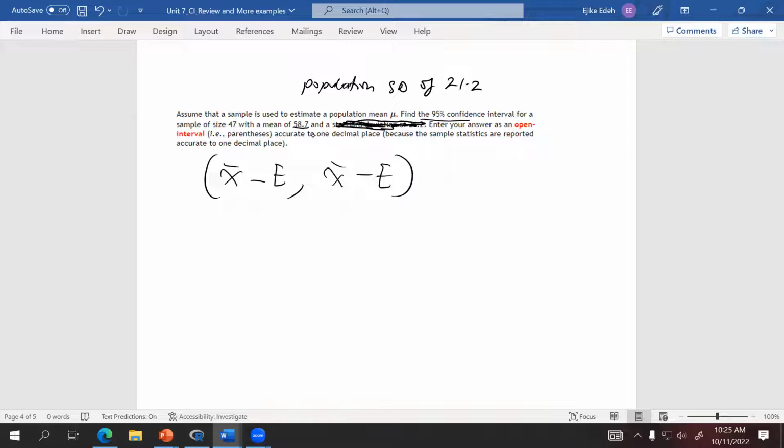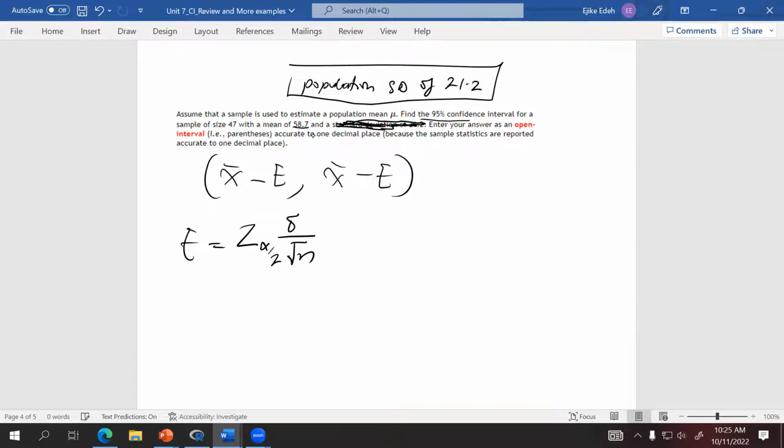The mean is 58.7, so I don't need to work that further. I'll just go ahead and get our E, right? So E could be a Z or it could be a T. Looking at this formula, because we know the population standard deviation, this will be a Z. So I'm looking for Z alpha over 2 times population standard deviation divided by square root of N. This is my E. Once I get it, plug it in there, remove it from the mean, you have the lower bound, add it to the mean, you have the upper bound. Any question? Okay, so we move ahead to solve this very quickly.